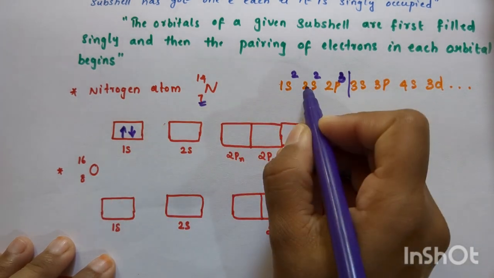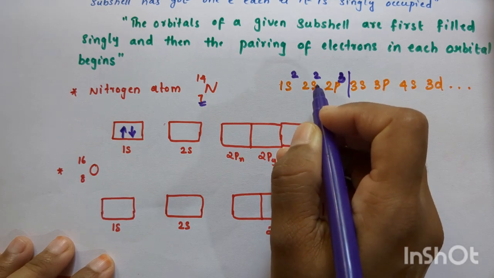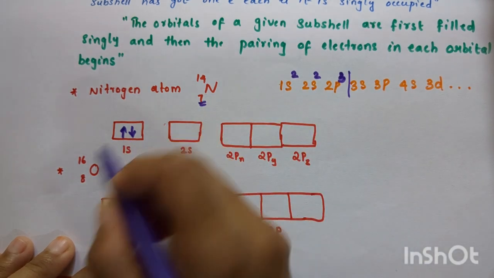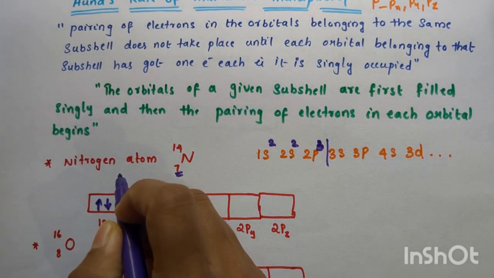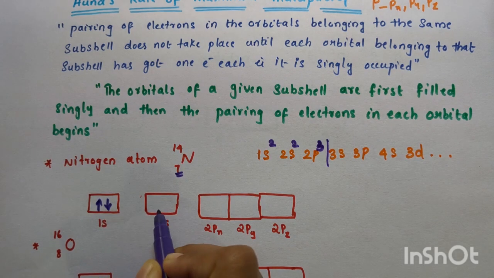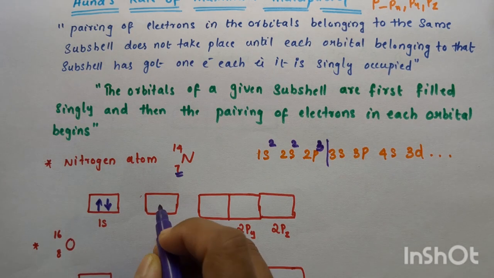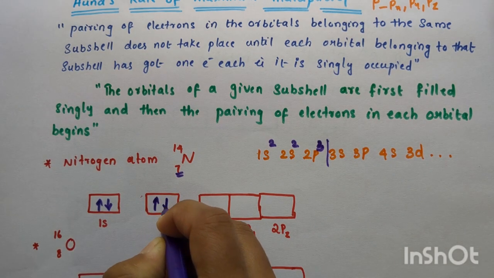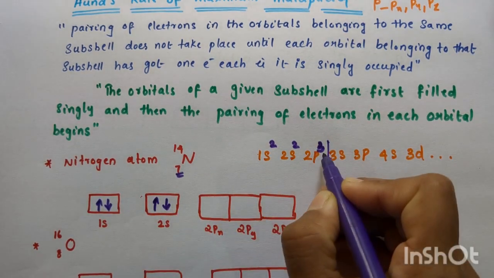Now the third electron of the nitrogen atom is not allowed in the 1s orbital, because of the Pauli exclusion principle. So it will take the next available choice, that is the 2s orbital. This 2s orbital can accommodate 2 electrons. So one spin up, one spin down. Okay, so 1s2, 2s2. Now 2p3.